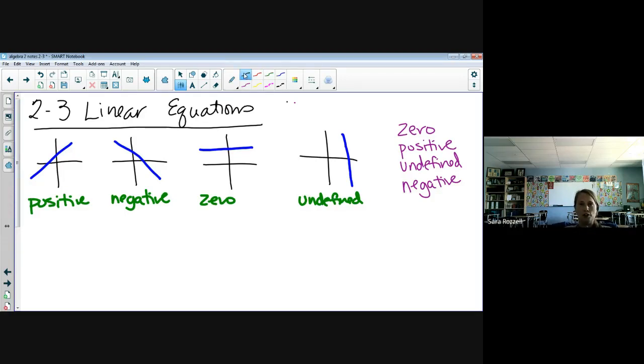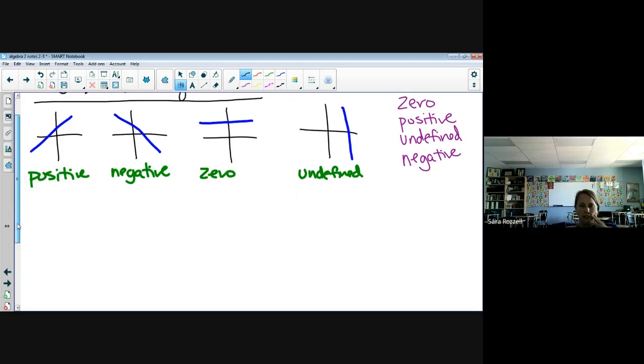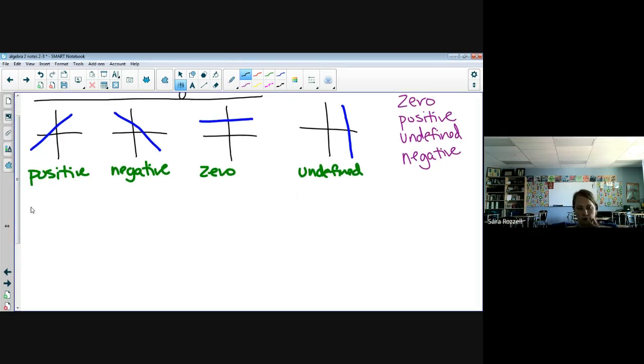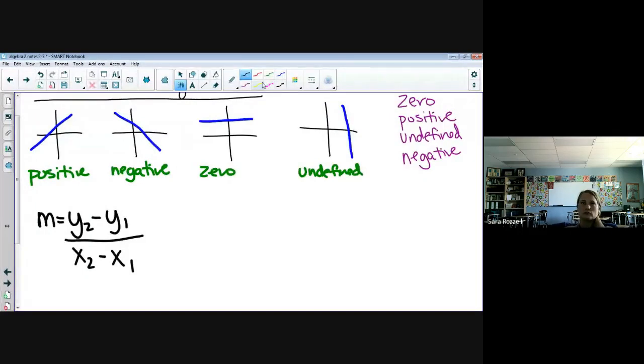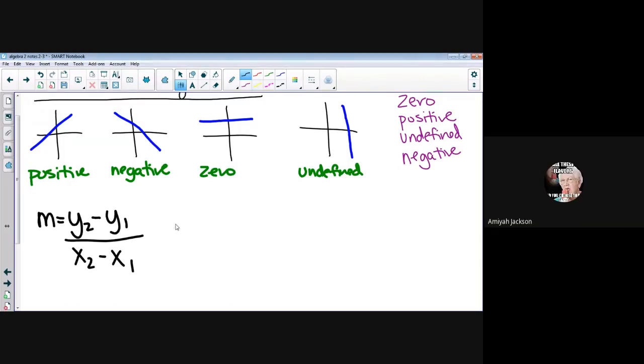Now we're going to start to calculate what it actually means. How do we get the technical slope between 2 points or of a specific line? So here's our slope formula, and y'all will remember this. M equals y2 minus y1 over x2 minus x1. Raise your hand if that is familiar to you. All right, good job.